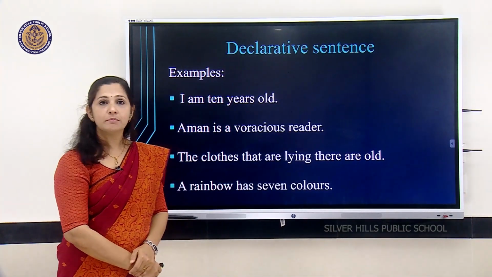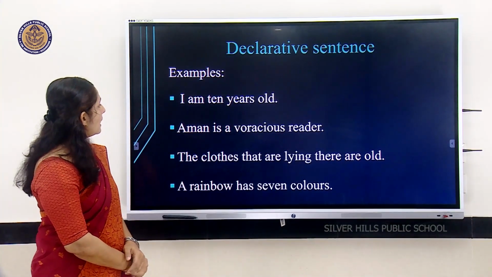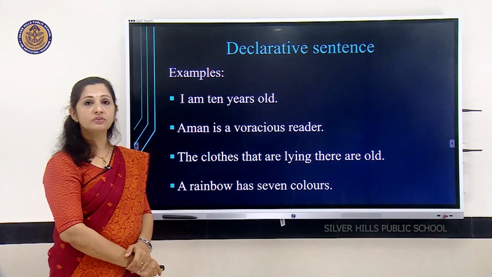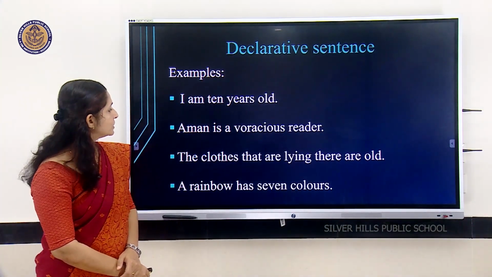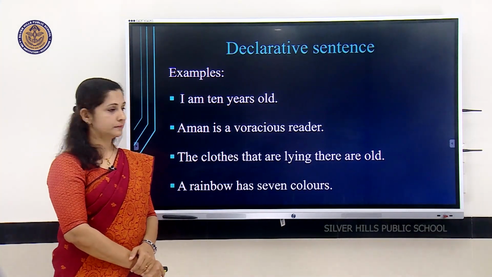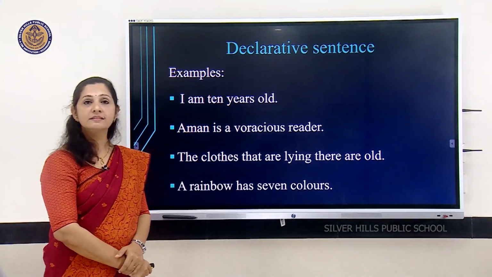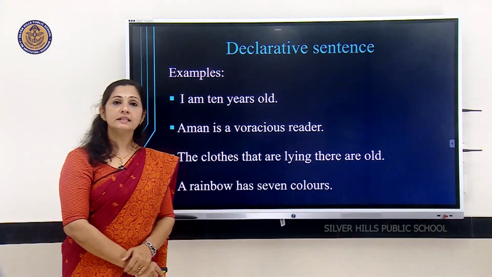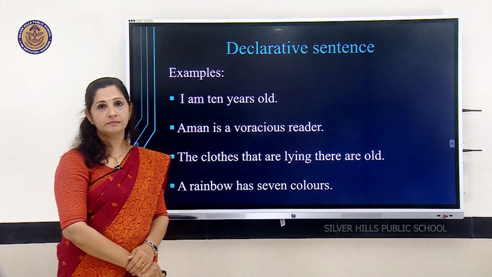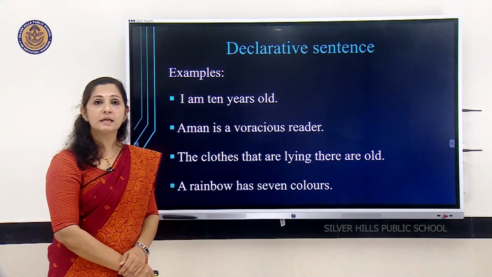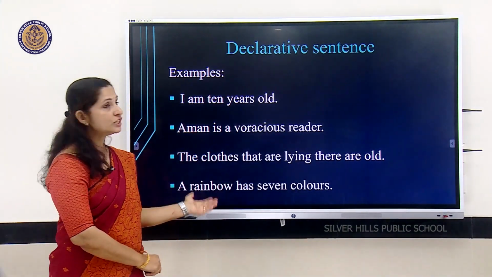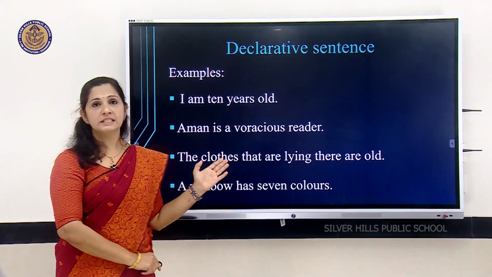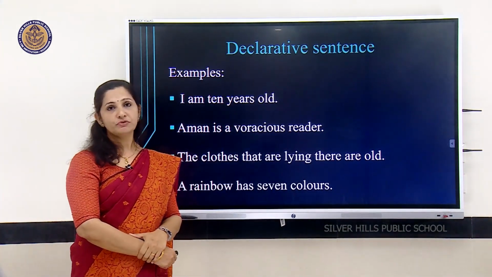Now, let's look at some examples. I am 10 years old. Aman is a voracious reader. The clothes that are lying there are old. A rainbow has 7 colors. All these sentences state a fact or an opinion. It tells us about something, or they let us know something specific. Such kinds of sentences are called declarative sentences.